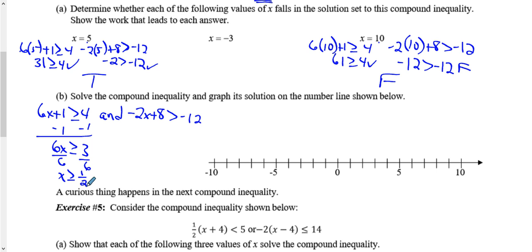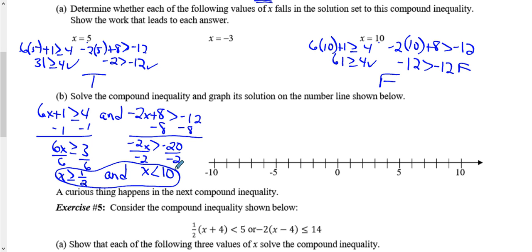So we'll subtract 8. All right, so we have negative 2x is greater than what? Negative 20. What now? Divide by -2. Swap this sign. So we get x is less than what? 10, right? Positive 10. So there's an and in between these, right? Okay? So this is really the answer here, yeah?